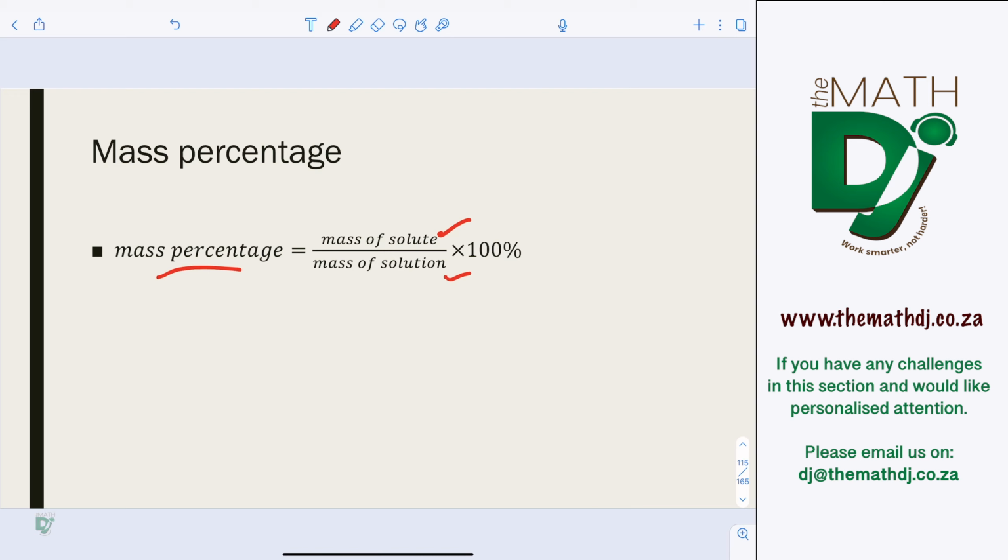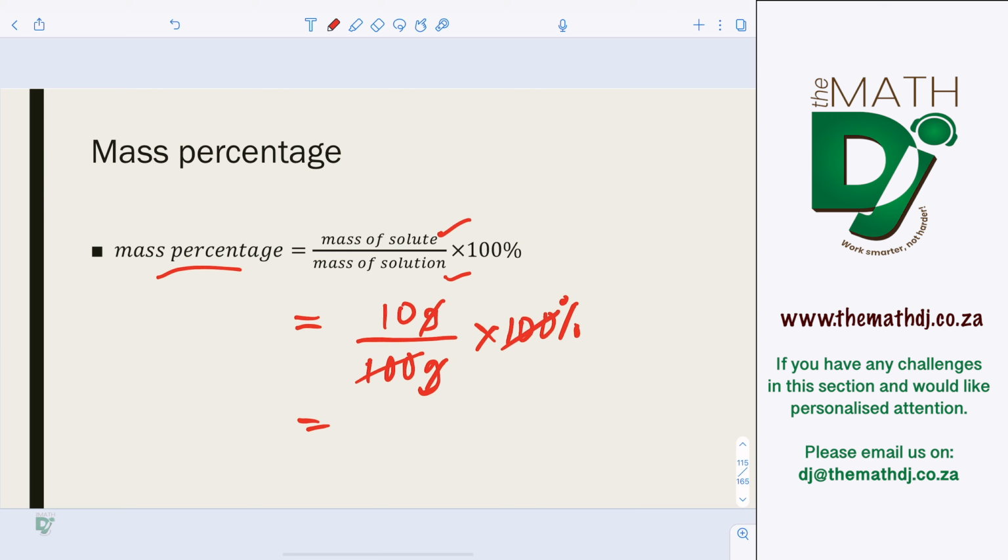So basically, let's say the mass of the solute is 10 grams divided by the mass of the solution times 100. So it becomes 10%.